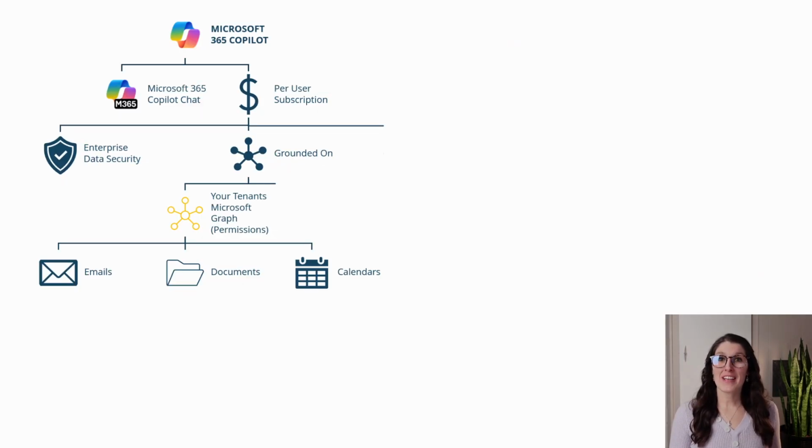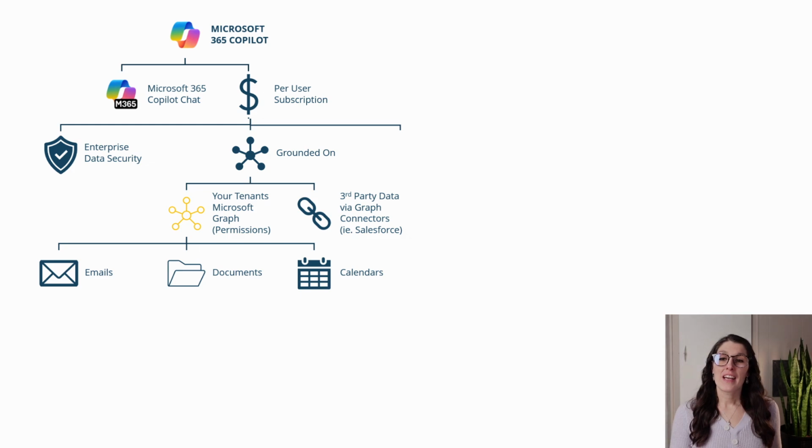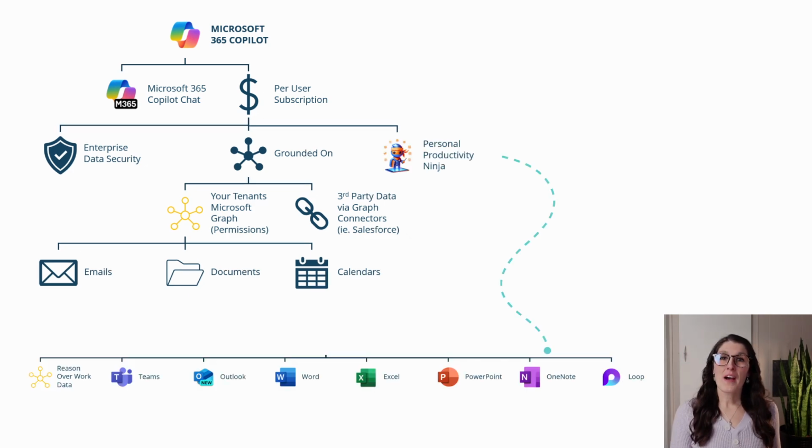So here is that slide of how Microsoft 365 Copilot is grounded within your Microsoft Graph. Another thing worth noting here is that it can also be grounded in third party applications such as Salesforce if those are integrated with Microsoft as well. We also saw how Microsoft 365 Copilot can be your own personal productivity ninja, helping you complete tasks in your favorite 365 apps.